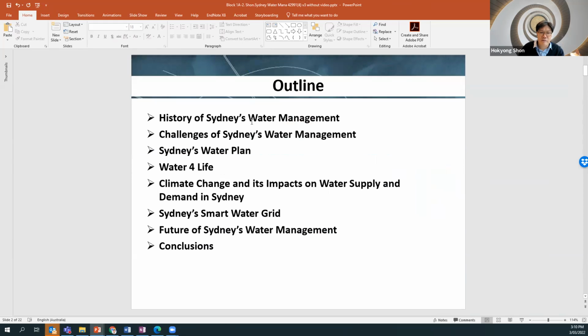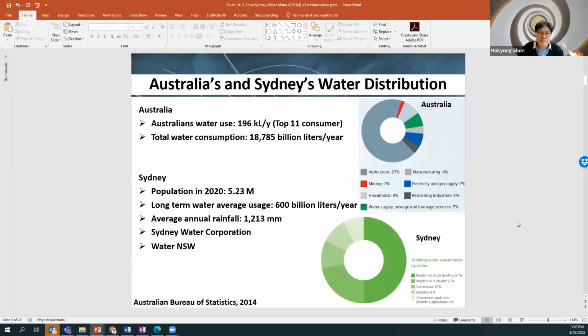The topics are the history of Sydney water management, challenges of Sydney water management, the Sydney water plan, water for life, climate change and its impacts on water supply and demand in Sydney, the Sydney smart water grid, and the future of Sydney water management.